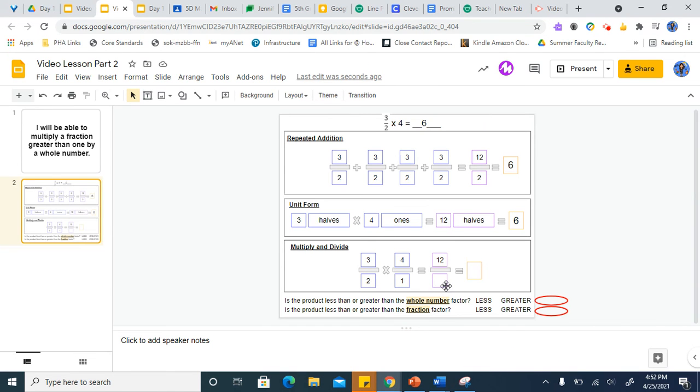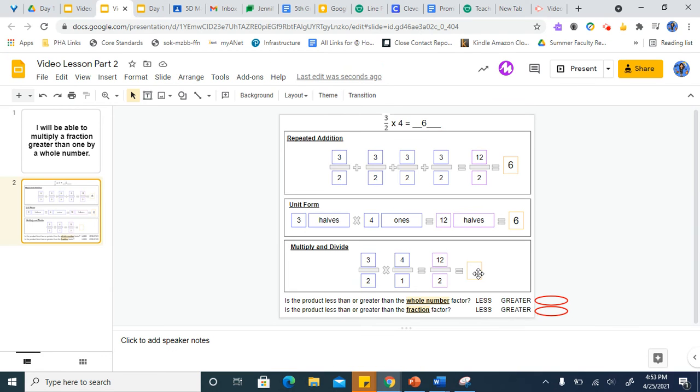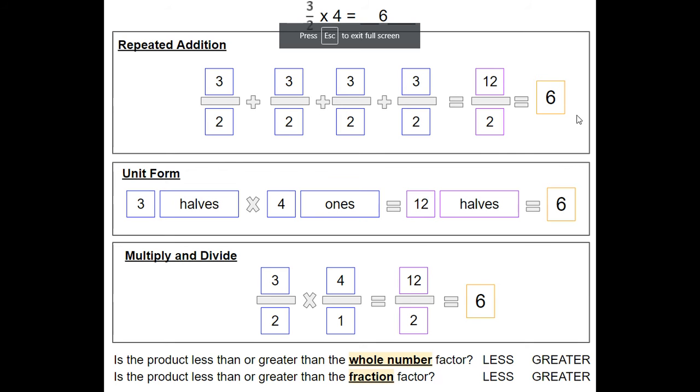So 3 halves times 4 ones is the same as 12 halves, just like we got up here with repeated addition and unit form. We know that 12 halves is the same as 12 divided by 2, which is 6, since 6 times 2 is 12. So for each of these strategies, we got the same answer. Now let's use this information to help answer the questions on the bottom.